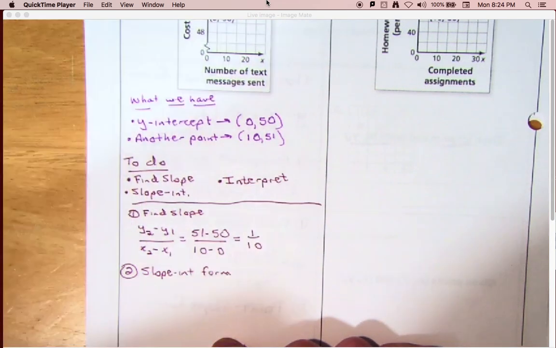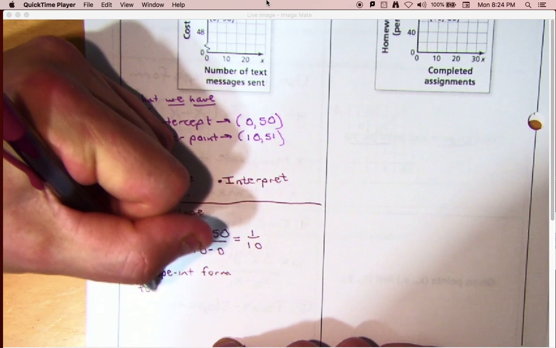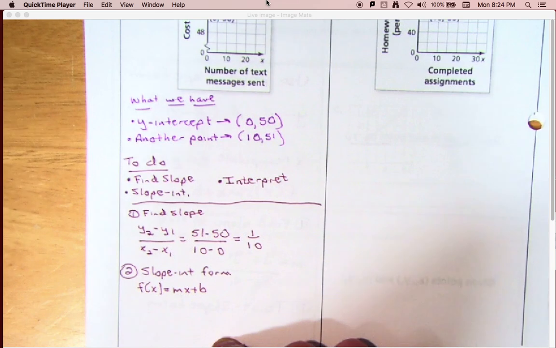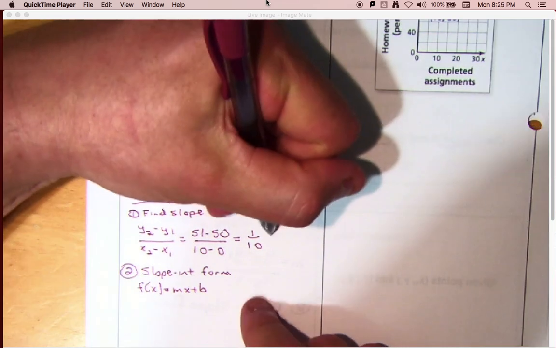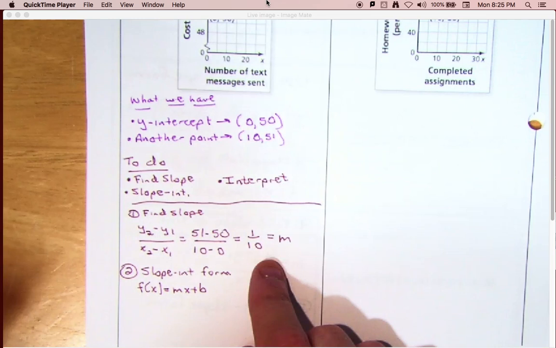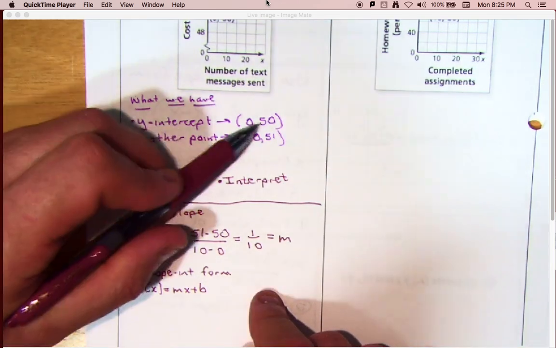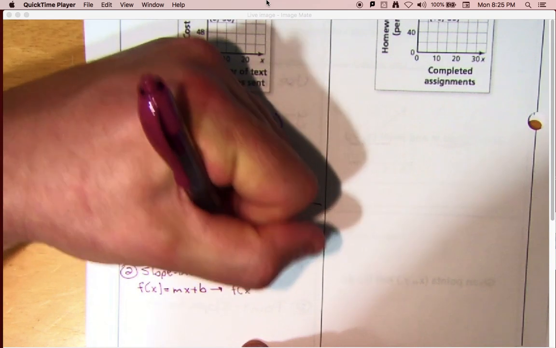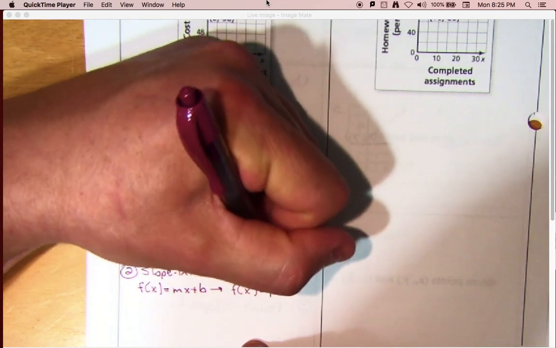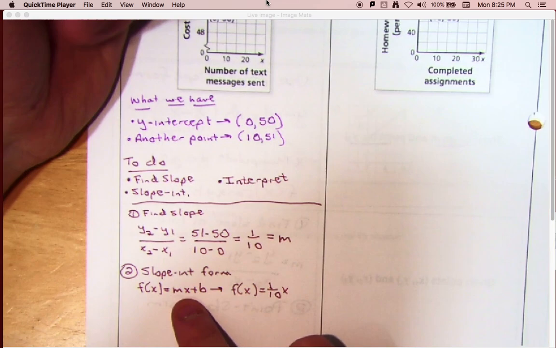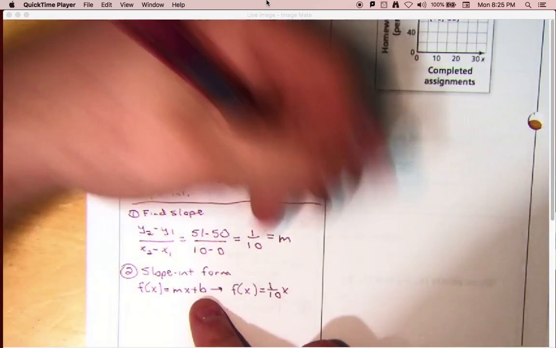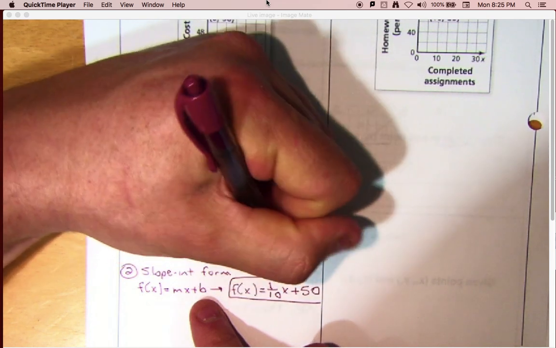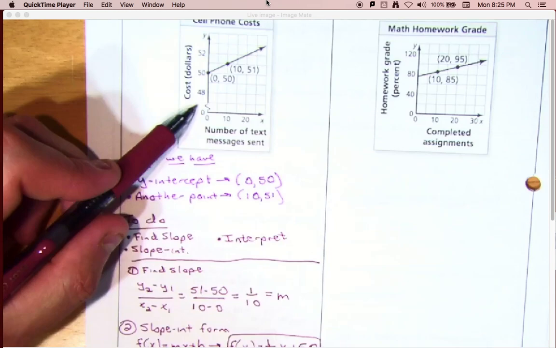Okay, so my slope-intercept form, f of x equals mx plus b. And I plug in my information. So this is my m right here, because that's my slope. Up here is my y-intercept of 50. So I just go ahead and plug in my numbers. f of x equals 1/10 x, my slope, times x, plus my intercept, which is 50. And here is the equation that represents this cell phone plan right here.